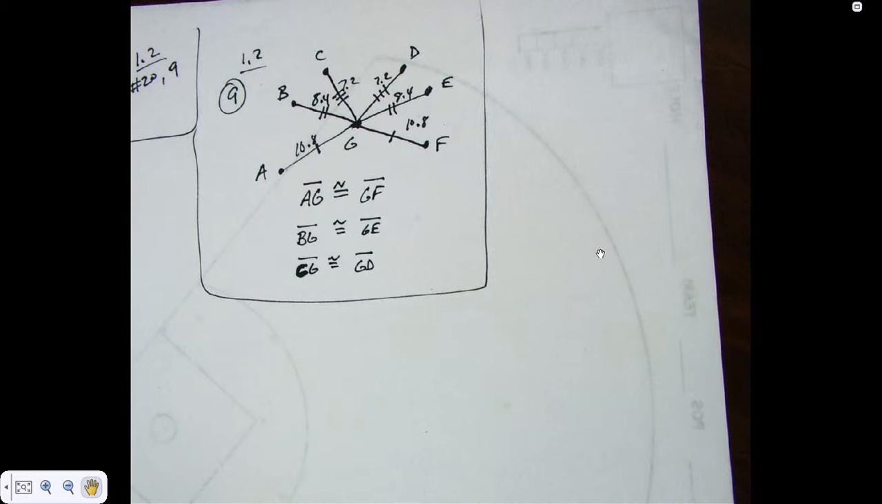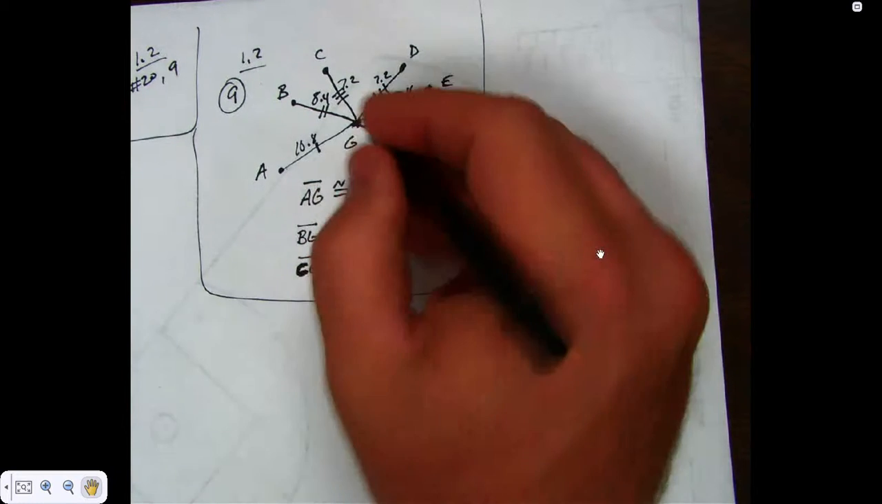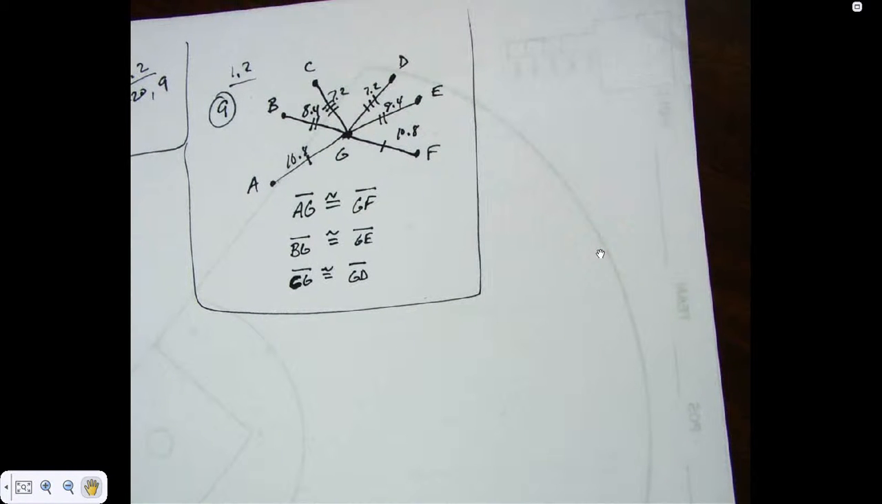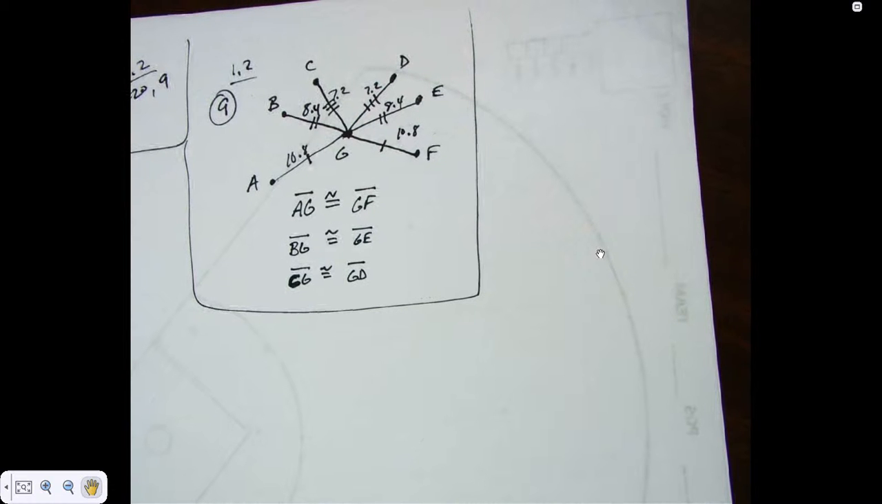You guys, any questions on that? Do you see how I got that? Do you see how I interpreted what mattered from the picture? And that's what I wrote down. You don't need to write that paragraph down. Number 20, same type of thing.